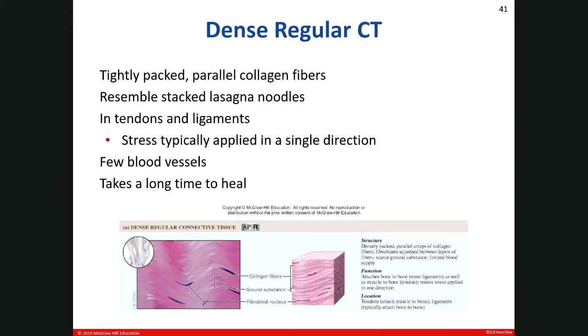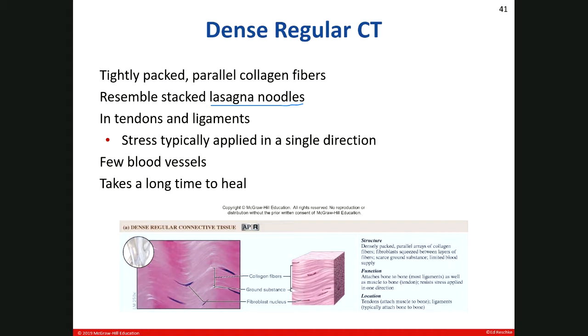So here's the important thing. I want you to think of lasagna noodles for those of you that have eaten lasagna. And that's the configuration that the collagen assumes. Because what happens is these collagen fibers lay right on top of each other in a parallel configuration. They're tightly packed. Okay, so there's not a lot of space. And if there's not a lot of space, there's not a lot of ground substance.